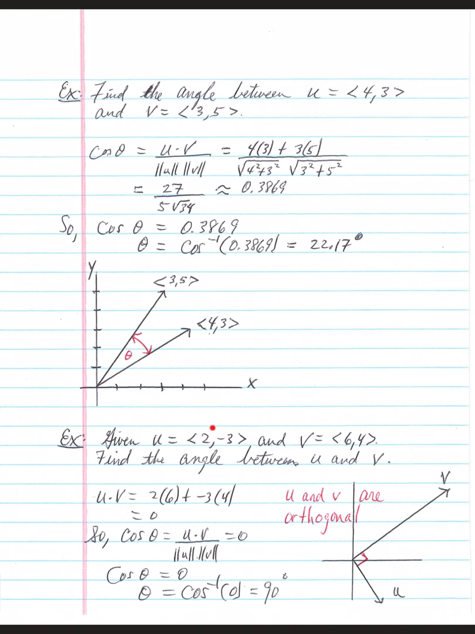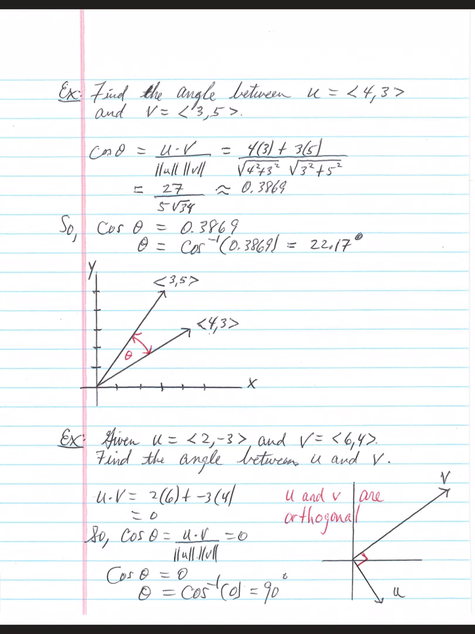Given vector u as 2, negative 3, and vector v as 6, 4, find the angle between u and v. Well, vector u starts at the origin and quits at the point 2, negative 3. And I drew that vector here. It leads down into quadrant 4. Vector v starts at the origin and ends at the point 6, 4, so I drew that vector. It points into quad 1.